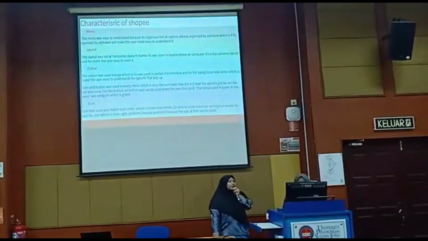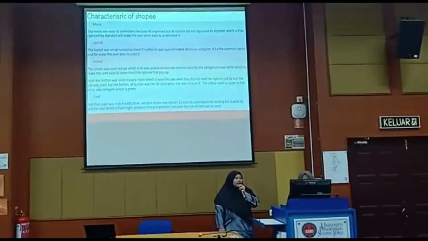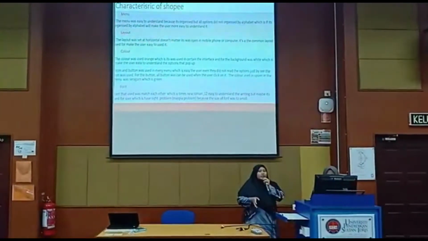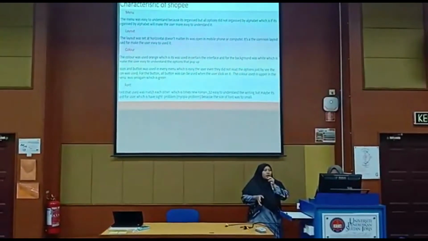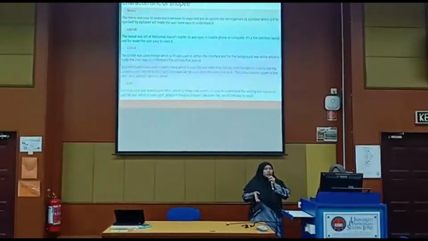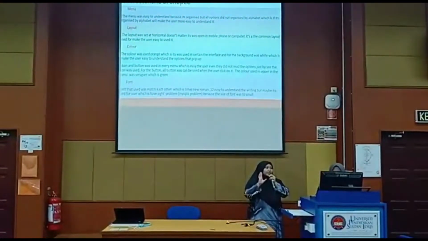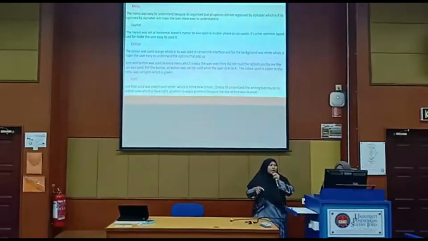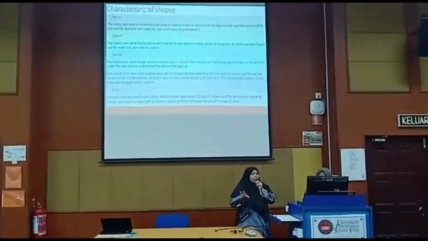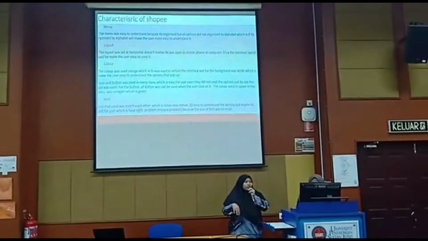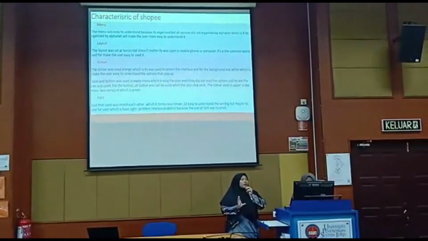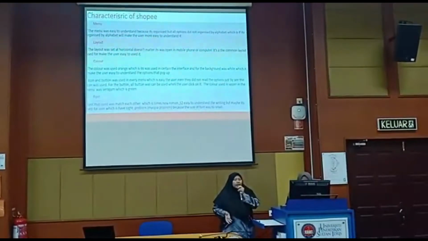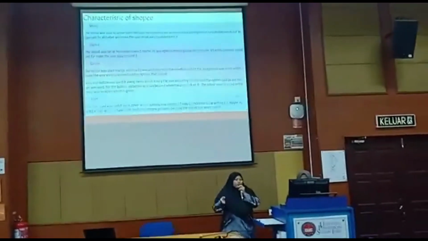Okay, next is layout. The layout was set at horizontal. It doesn't matter whether it is opened on a mobile phone or computer, because for certain online shopping, when we open it on a mobile phone, it will show a different interface from when we open it on a computer. But for Shopee, it's the same whether we open it on a mobile phone or computer, because Shopee also uses horizontal, because it's a common layout used to make it easy for the user.